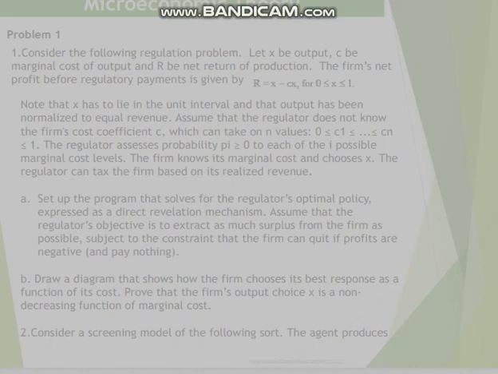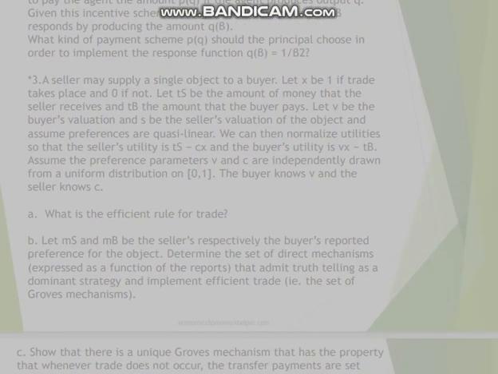output Q at a cost C(Q, β) = Q^β, where Q is output and β is a cost parameter. The principal, who cannot observe either C or β, offers to pay the agent the amount P(Q) if the agent produces output Q. Given this incentive scheme, an agent with cost parameter β responds by producing the amount Q(β). What kind of payment scheme P(Q) should the principal choose in order to implement the response function Q(β) = 1/β²?